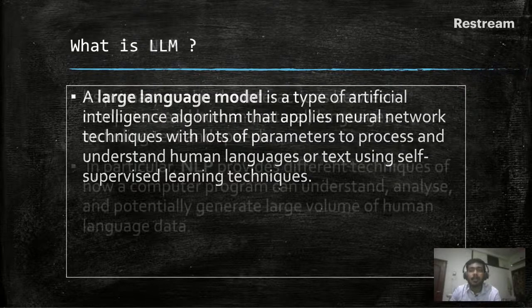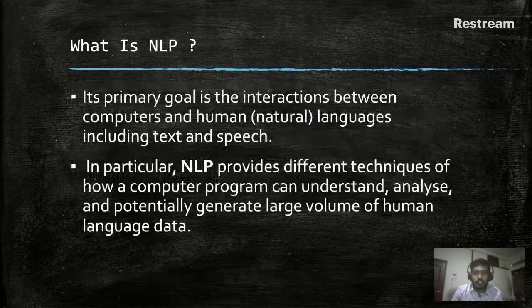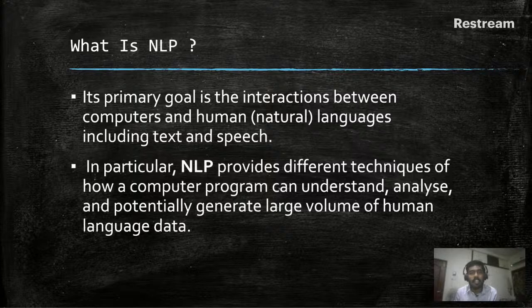So what is NLP? NLP is natural language processing. Its primary goal is the interaction between computers and human language, including text and speech. For example, me and my friend: every day we communicate with each other. The same thing will be happening in NLP as well.